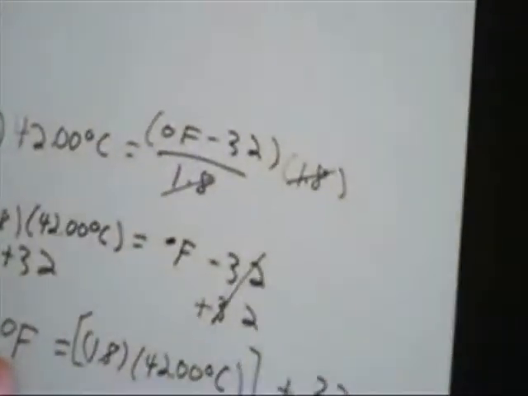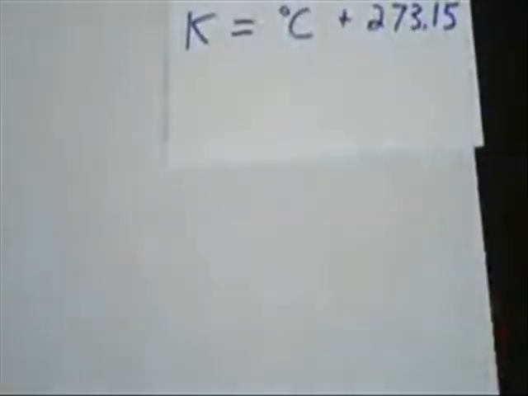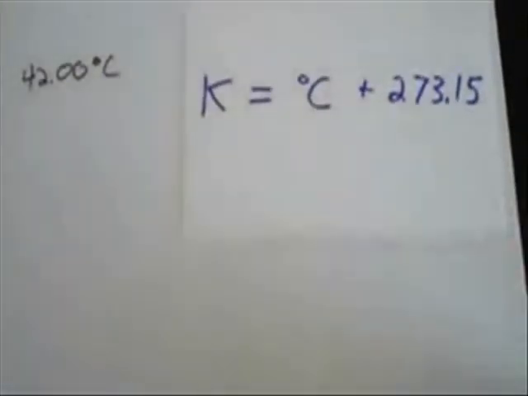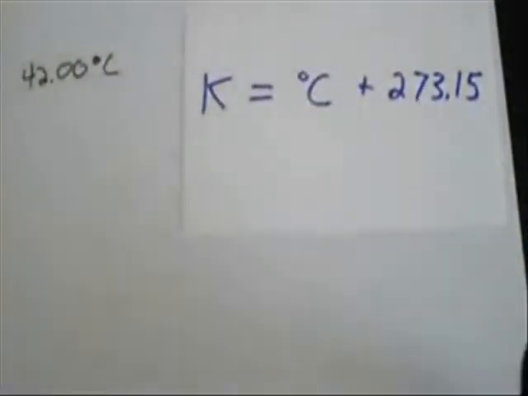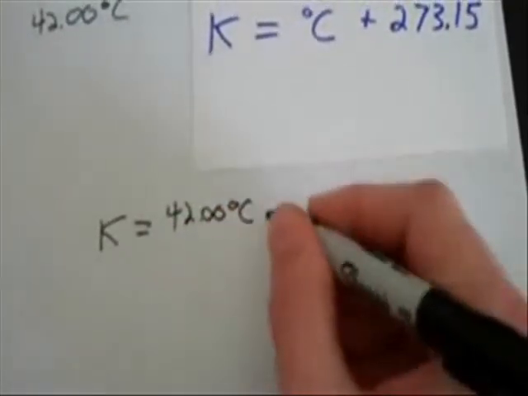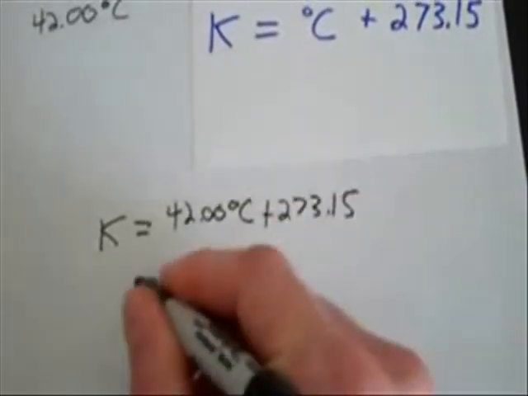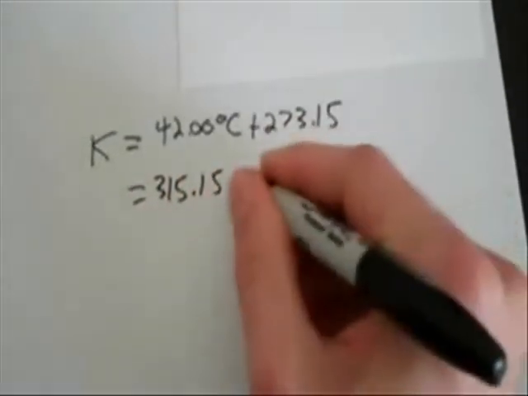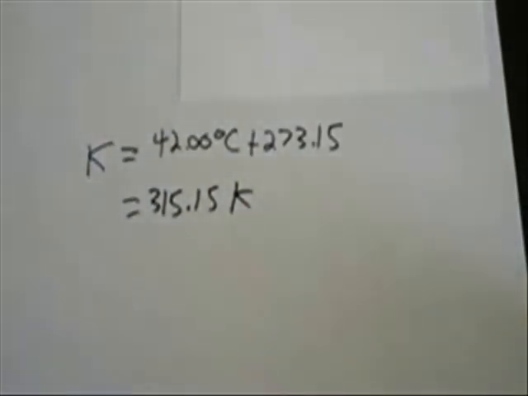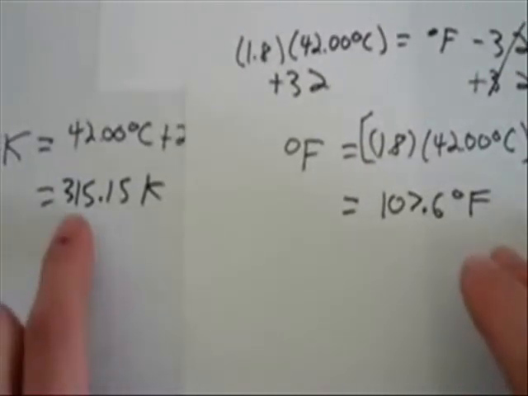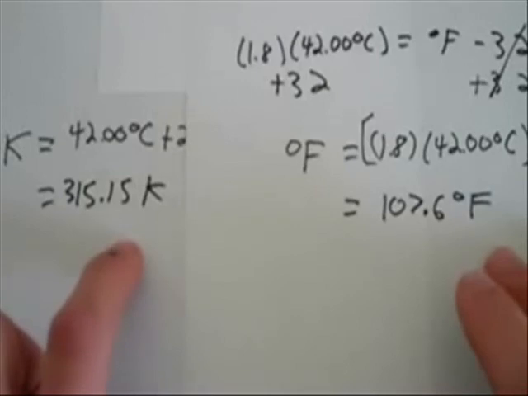Grab another sheet of paper here. So what is 42.00 degrees Celsius in Kelvin? This one's actually a lot easier than the previous one. All we have to do is plug it in and solve. So we get Kelvin equals 42.00 degrees Celsius plus 273.15. Put that into a calculator and you get 315.15 kelvins. So that means that 42.00 degrees Celsius is 107.6 degrees Fahrenheit and 315.15 Kelvin. And that's how you do it.